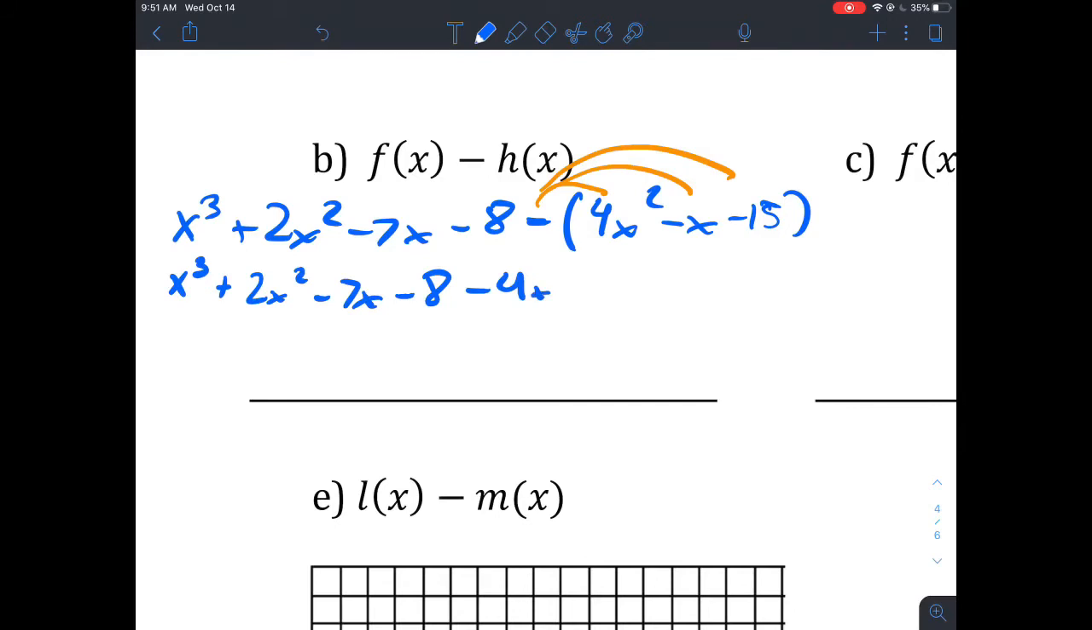I'm going to get a negative 4x squared, a positive x, and a positive 15. Notice how all of their signs changed. All of them. Not just the first term, all of them. All right. So now we're going to go ahead and combine like terms.